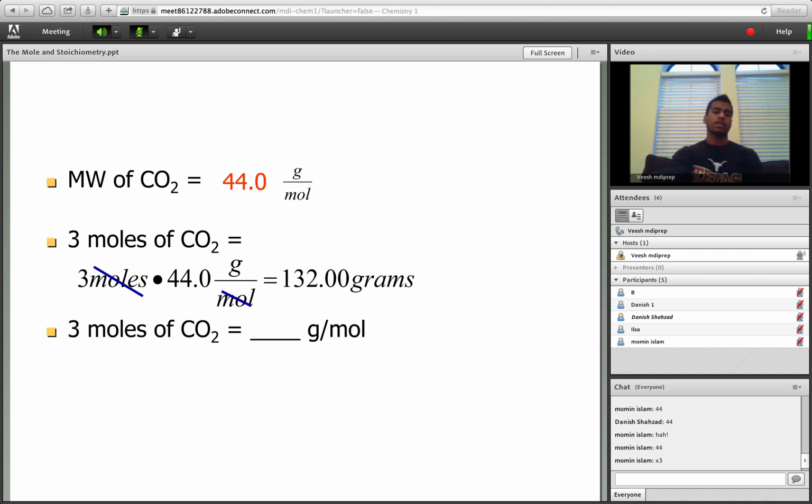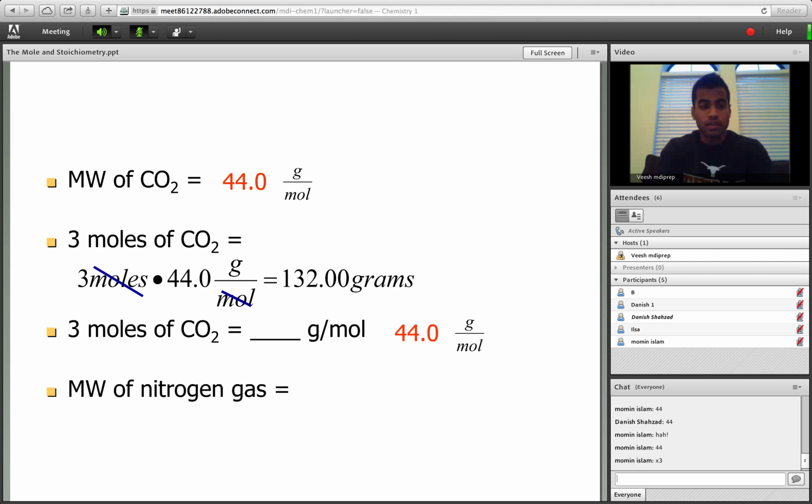So how much is it in grams per mole? So what is the molecular weight? Remember, it was the same as that other one where it was 2 barium fluoride. It's the same thing, 44, because that's asking for the molecular weight. What's the molecular weight of nitrogen gas? This is kind of a trick question.